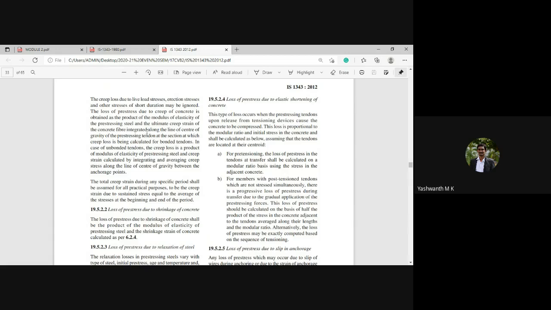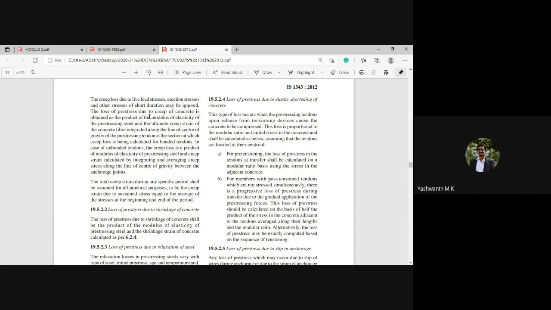So the loss of pre-stress due to creep of concrete can be calculated based upon two methods. One is the ultimate creep strain method, another one is the creep coefficient method. If based upon ultimate creep strain we want to calculate the loss of pre-stress due to creep, then the formula is: loss of pre-stress due to creep of concrete equals epsilon Cc, that is ultimate creep strain, multiplied by Es, multiplied by fc. So this is the formula you are going to use to calculate the loss of pre-stress due to creep by the ultimate creep strain method.